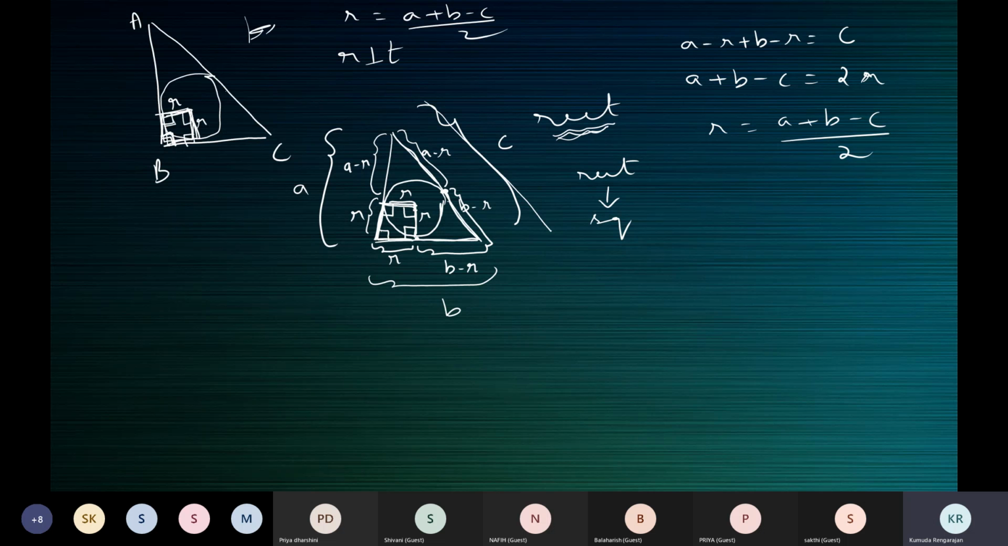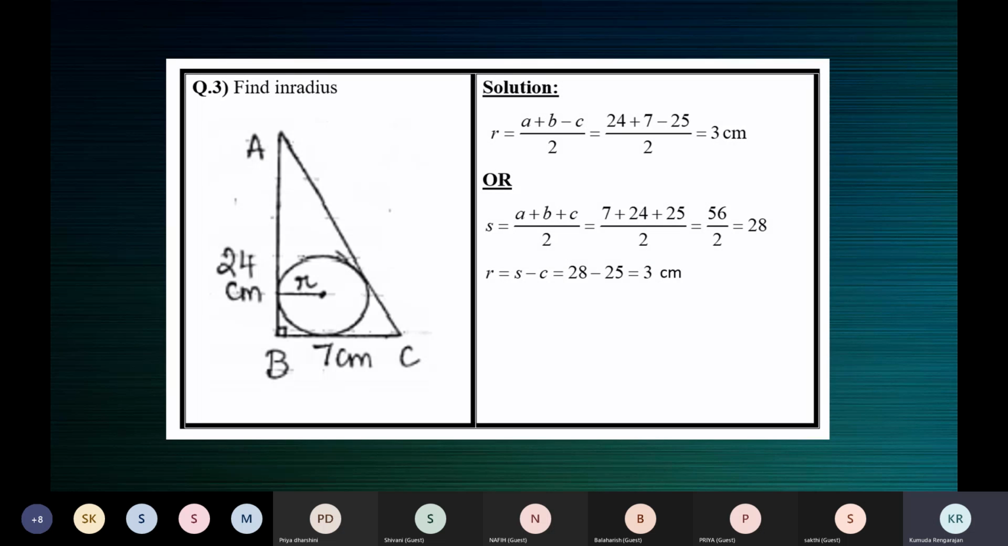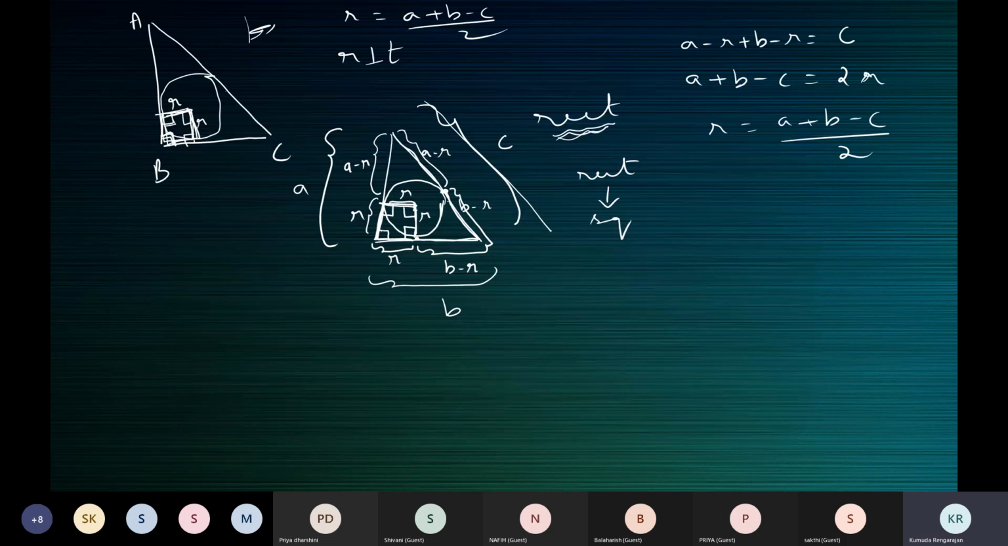Now these questions are mostly objective in style, so you can just use the result. So see here, we just use the result to find the inradius in the question. Inradius is A plus B minus C by 2. You don't have to work all this, but if you're asked to derive this result, yes, you have to show all these steps.